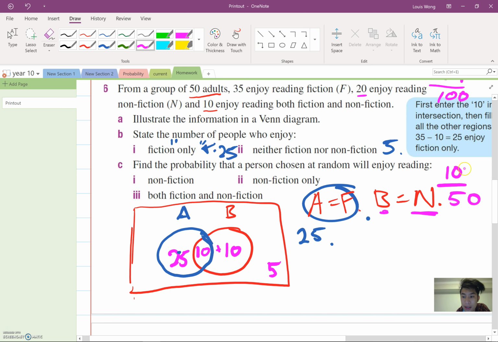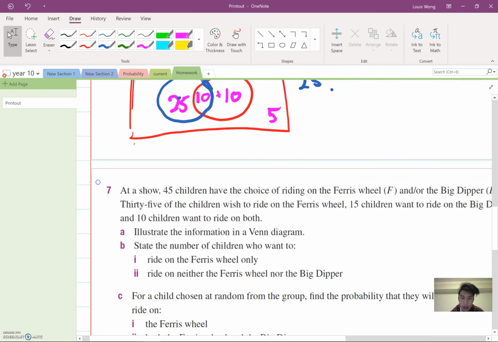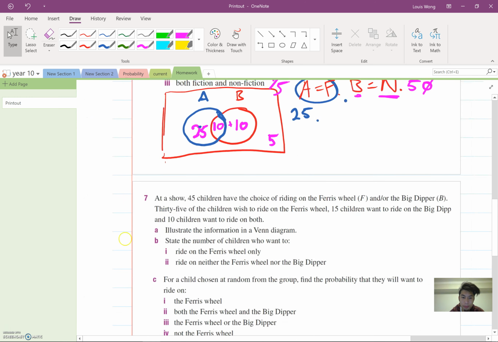Hopefully you can simplify this easily by crossing out the zeros and you get 1 over 5. So 1 over 5 is my final answer here. And for both fiction and non-fiction, that's going to be the crossover, where they have in common. It's this number, 10 over 50 again, same answer, 1 over 5. Okay, so that hopefully should be helpful for us. We're going to speed through the rest of them.